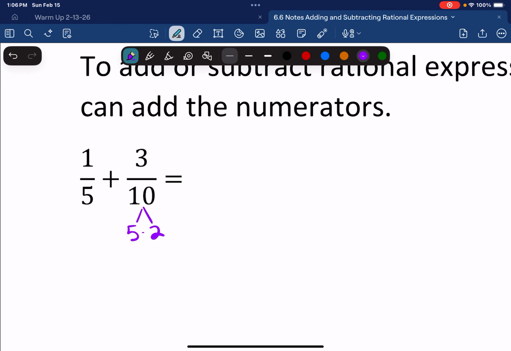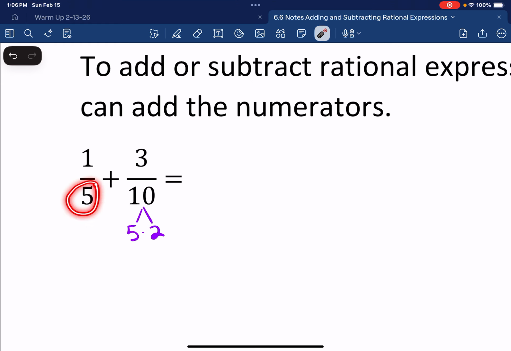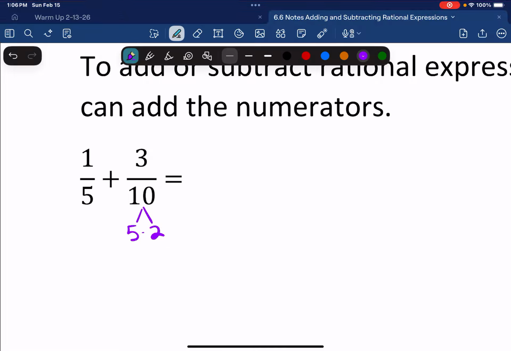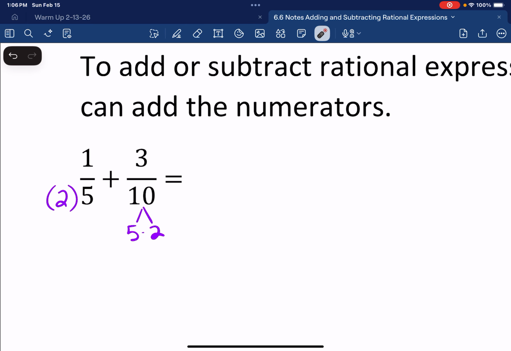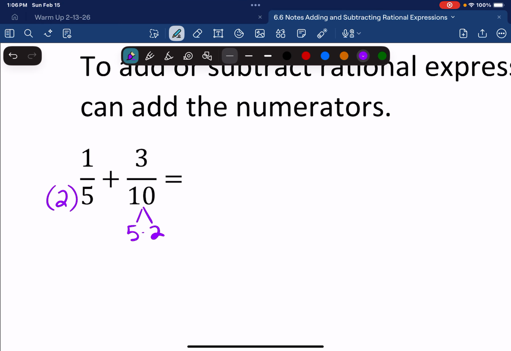So what factor is missing from this denominator to make it exactly the same as this denominator? Hopefully you see the number 2. That's what's missing. So I'm going to go ahead and multiply this denominator by the number 2 so that it will match this one. However, I'm not allowed to just multiply the denominator by the number 2. I have to multiply the numerator by 2 also.